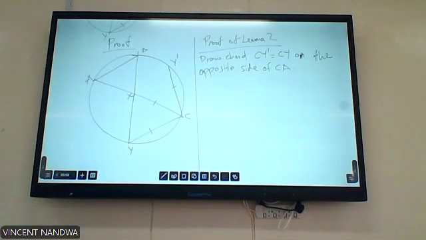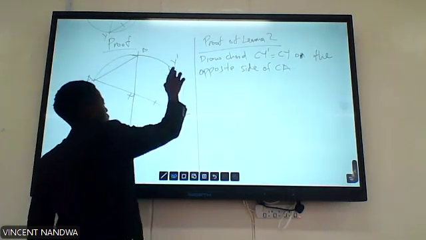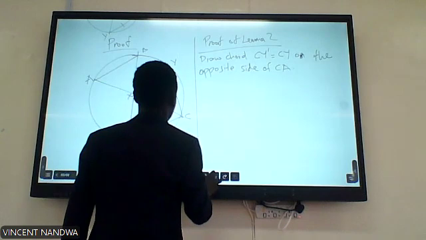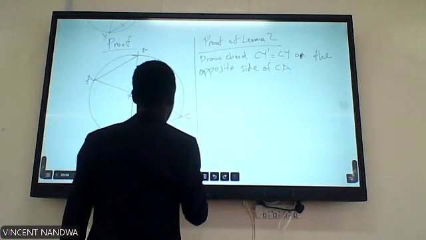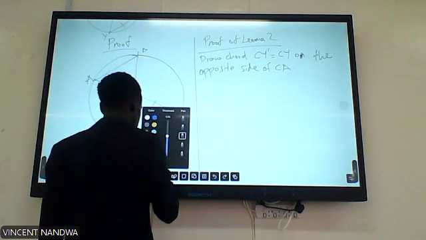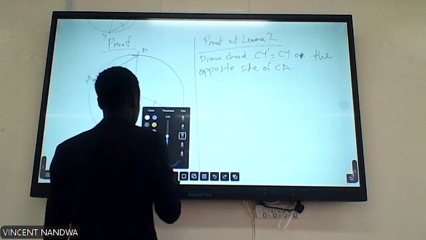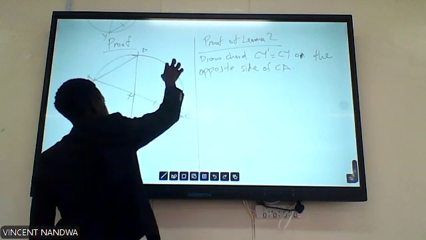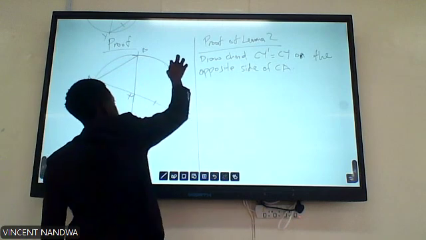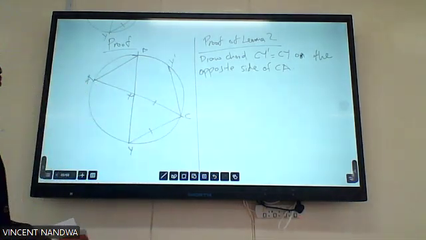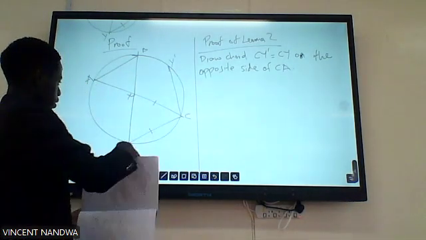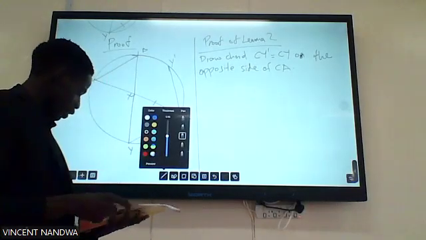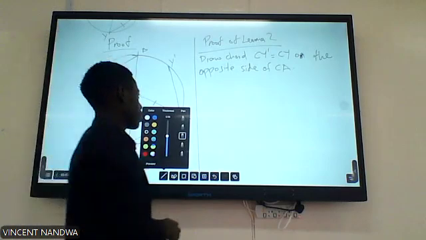In fact, let me use a different color for the proof. I have CY' on there, on the opposite side of CA. So then the next instruction that I give is: draw Y'D through X to the circle.